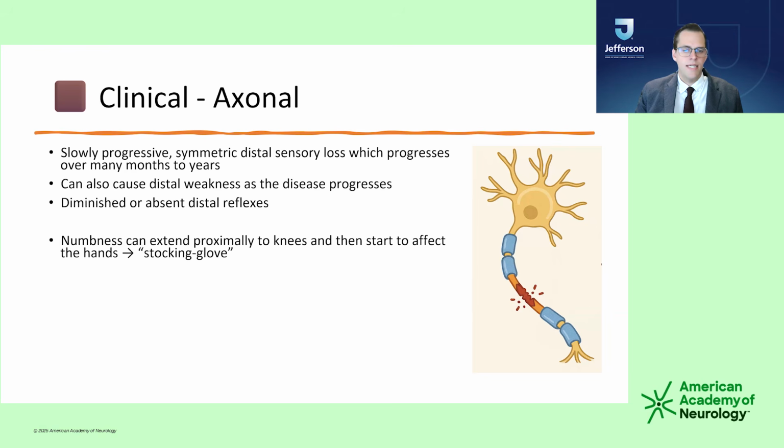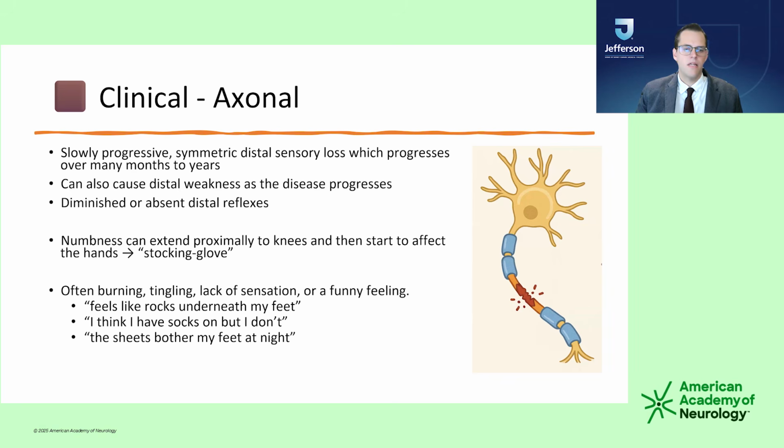Numbness can extend proximally to the knees and then start to affect the hands, a stocking-glove pattern. The teaching is that once the knees are involved, you should start to see the hands become involved as well. Again, a lot of these are sensory symptoms, so there's a lot of subjectiveness, but you may hear patients say they feel rocks underneath their feet, or I think I have socks on at night, but I don't, or the sheets bother my feet at night. So you want to have the patients describe to you what they are feeling versus asking them, does it feel like this?